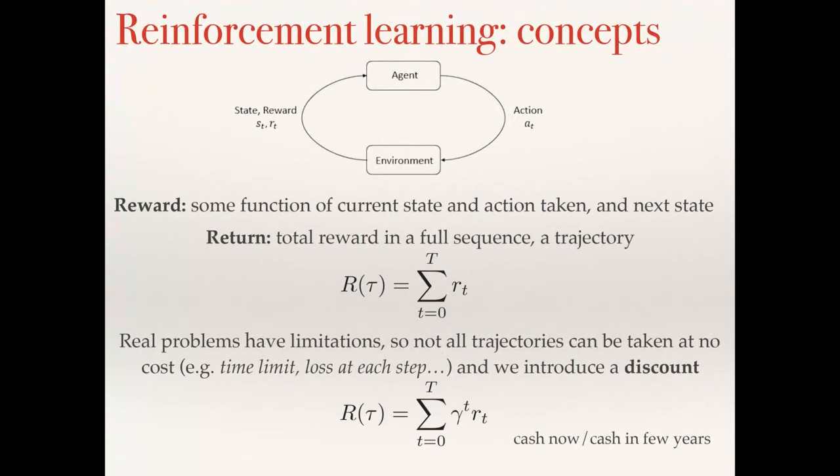So one simple way of taking these limitations into account and reducing the possible trajectories you are going to scout for is introducing a discount, where the total reward is not just collecting the total return, it's not just collecting rewards, but actually you are paying a price at each step.